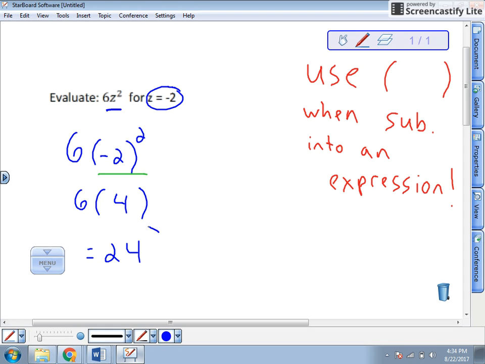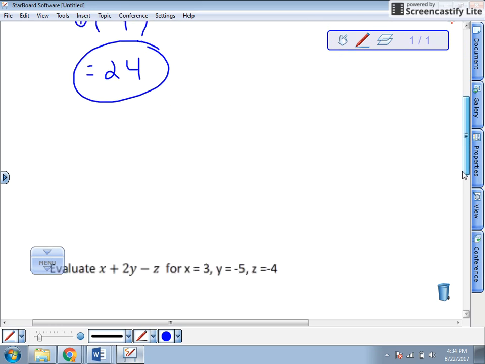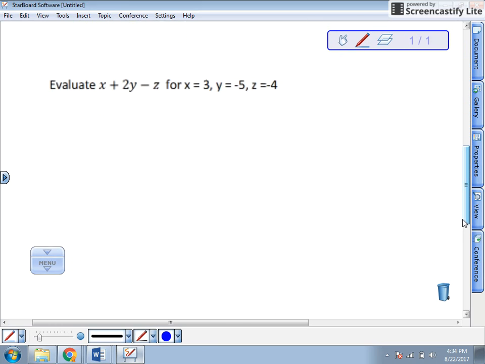That's all we're doing, guys. Pretty simple. Substituting in and then solving. But make sure to use those parentheses, especially for negatives. Let's do one more quick example. Right here, a little bit longer, we may have more than one value to substitute into.